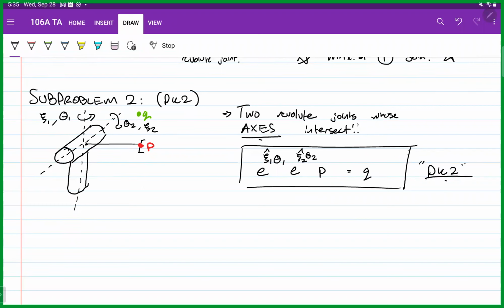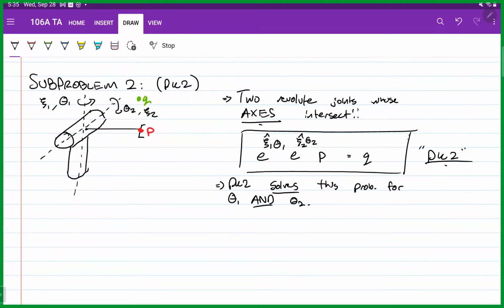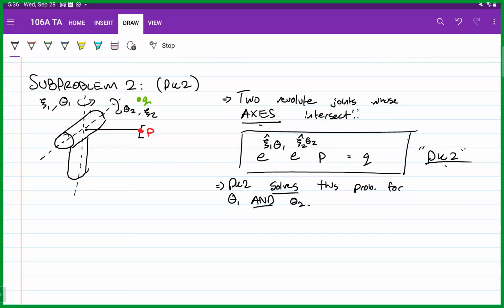All right. So what we have is 2 revolute axes that intersect each other at some point, and we're trying to get this point on our end effector to just another point within our reach. So PK2 solves this problem for theta 1 and theta 2, right? So it actually gets both of them at once for us. It's kind of nice.